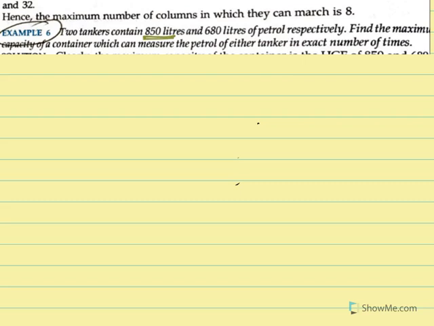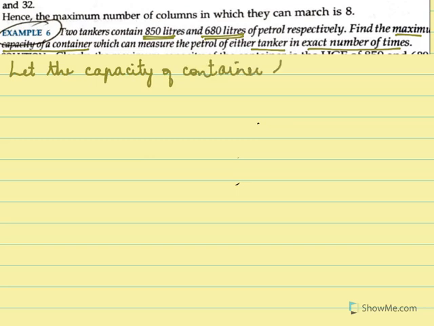Two tankers contain 850 liters and 680 liters of petrol respectively. Find the maximum capacity of a container which can measure the petrol of either of the tankers in an exact number of times. So let the capacity of the container be x liters. Now remember, 850 has to be measured by x.